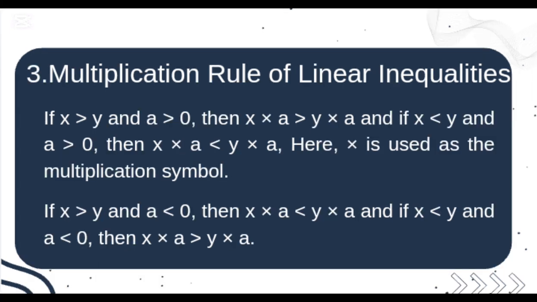3. Multiplication rule of linear inequalities. As per the multiplication rule of linear inequalities, multiplication on both sides of an inequality with a positive number always produces an equivalent inequality. That is, the inequality symbol does not change. If x more than y and a more than 0, then x times a more than y times a, and if x less than y and a more than 0, then x times a less than y times a.